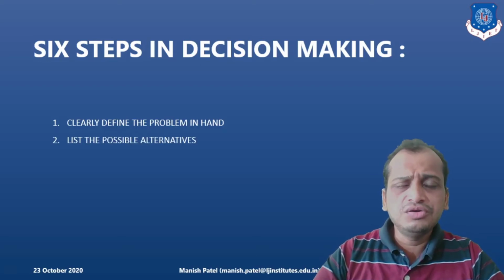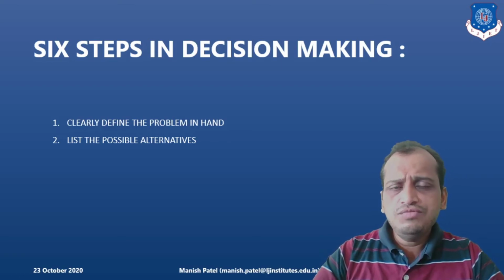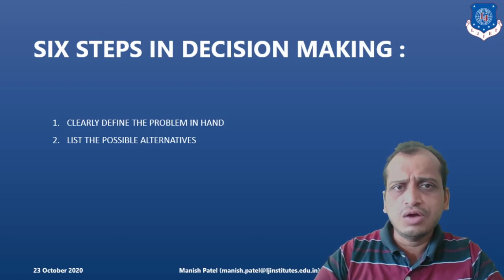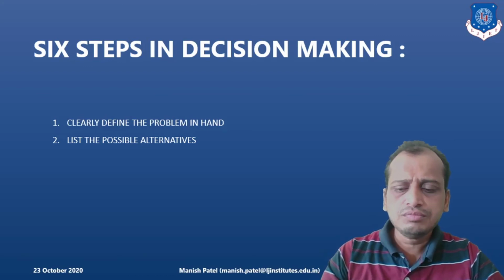Then come the alternatives for that decision making. For example, if you have two projects on hand and you have identified the decision problem, now what to select out of these two projects? These two are the options. If you select one project, what are the different outcomes and alternatives out of that project? You have to list them out.